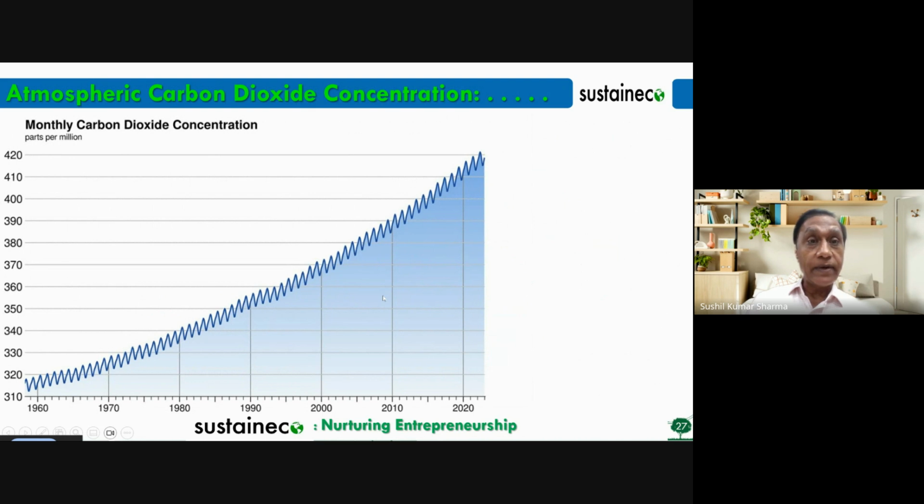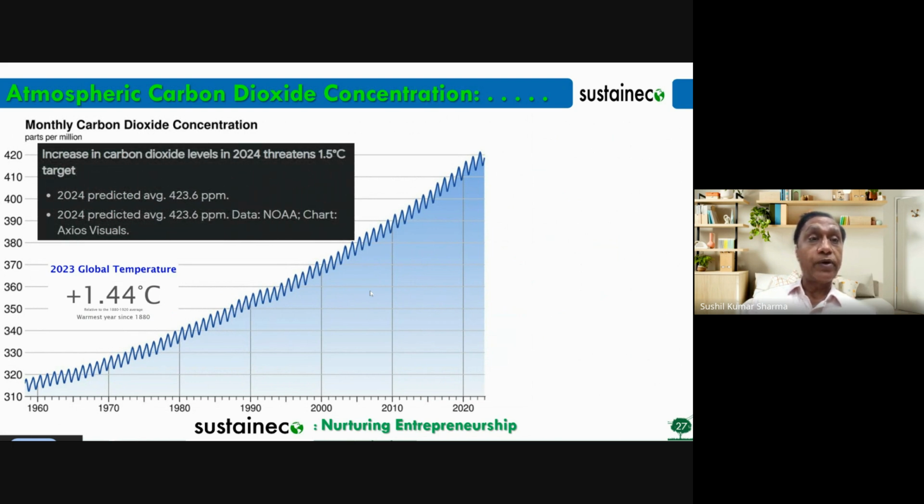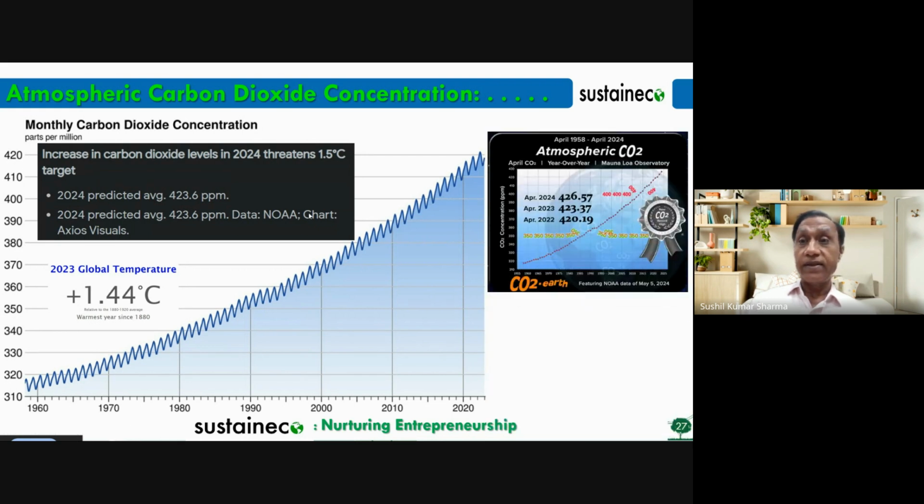Herein is the carbon dioxide concentration monthly trend represented on yearly basis in the form of notches. We find that concentration being increasing continuously, and now it is steeping further. For last year, average atmospheric temperature rise is recorded 1.44 degrees centigrade, and it is predicted that this year it is going to be 1.5 degrees centigrade, which was the target adopted for restricting the temperature rise by the year 2100. So we are in 2024, 76 years before, it is happening this year itself.